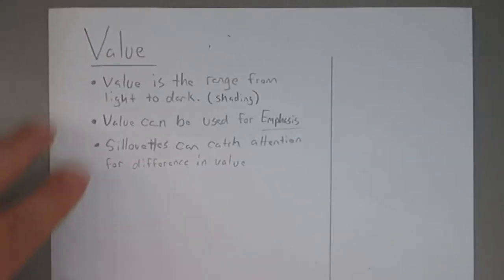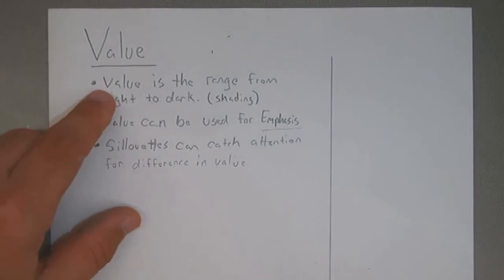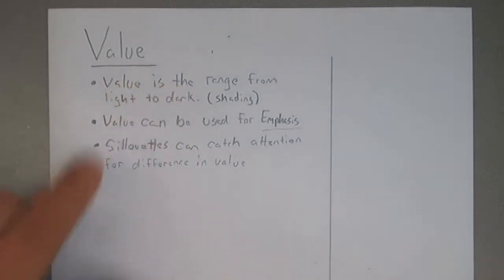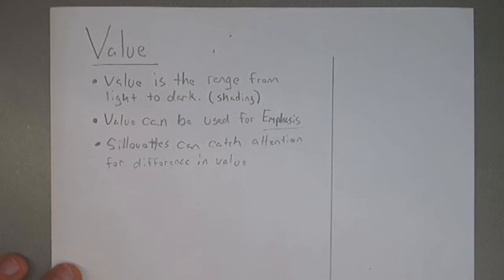So I'm only using the left-hand side right now. Value is the range from light to dark. That's the definition. So get that down. I put in parentheses shading because that's what we normally think of. Value is shading, it's adding lightness and darkness.